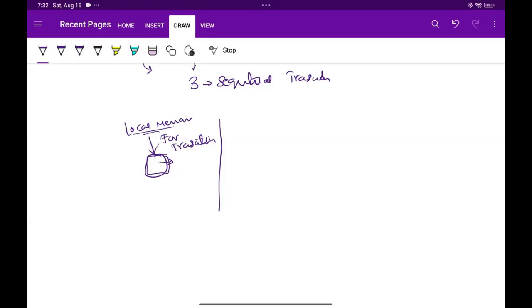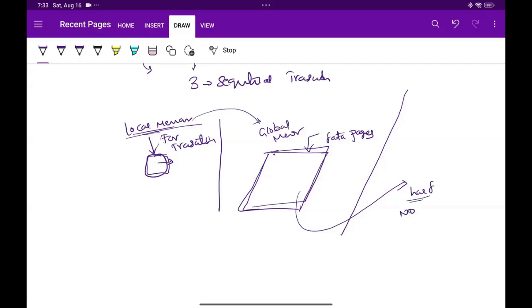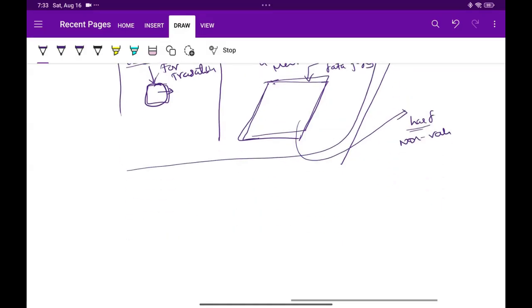Okay, then we have local memory. After that we have global memory, and in global memory let us take that we have data pages. From that global memory only, flushing of the data pages happens to the hard disk, or non-volatile memory. These two are present in volatile memory only.